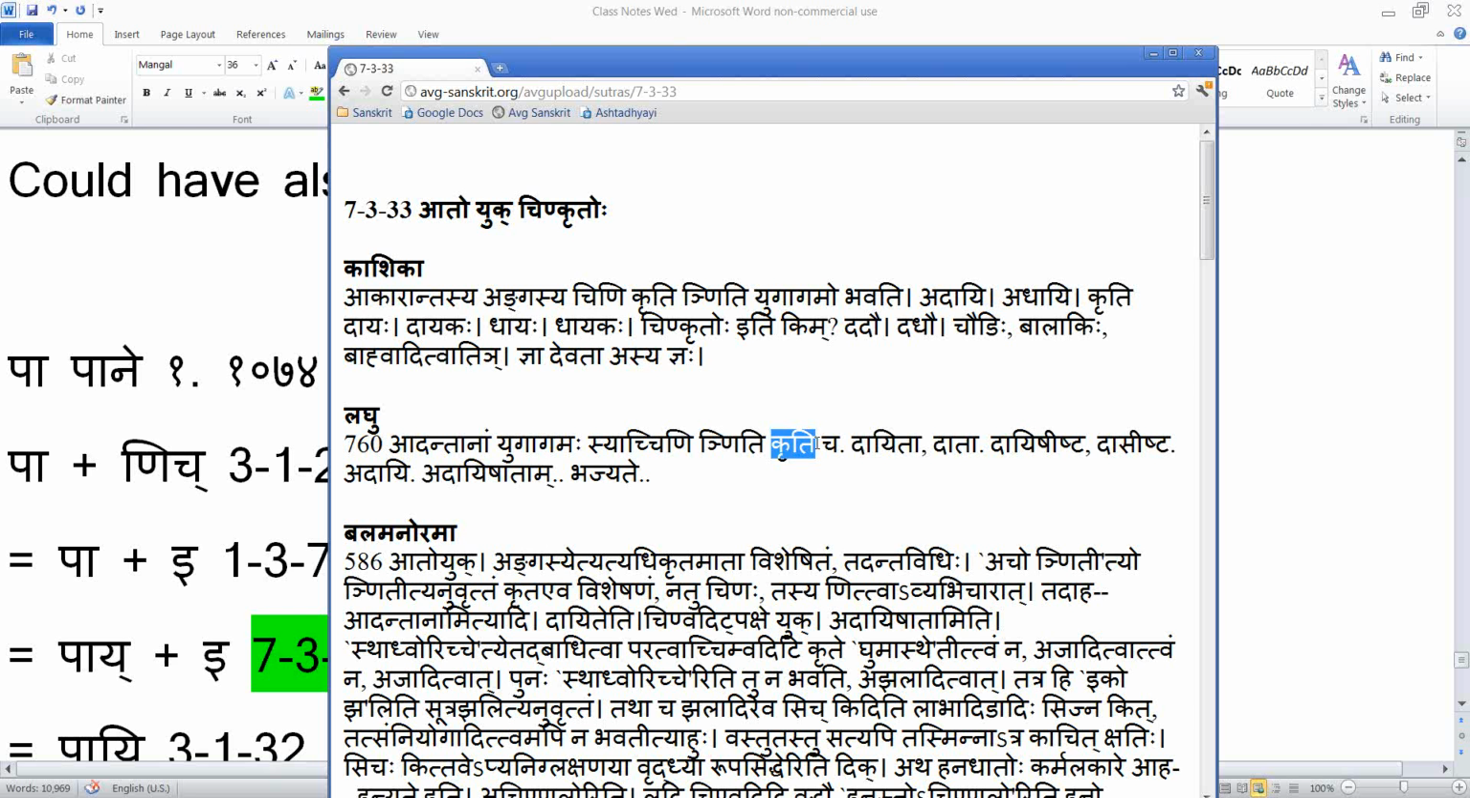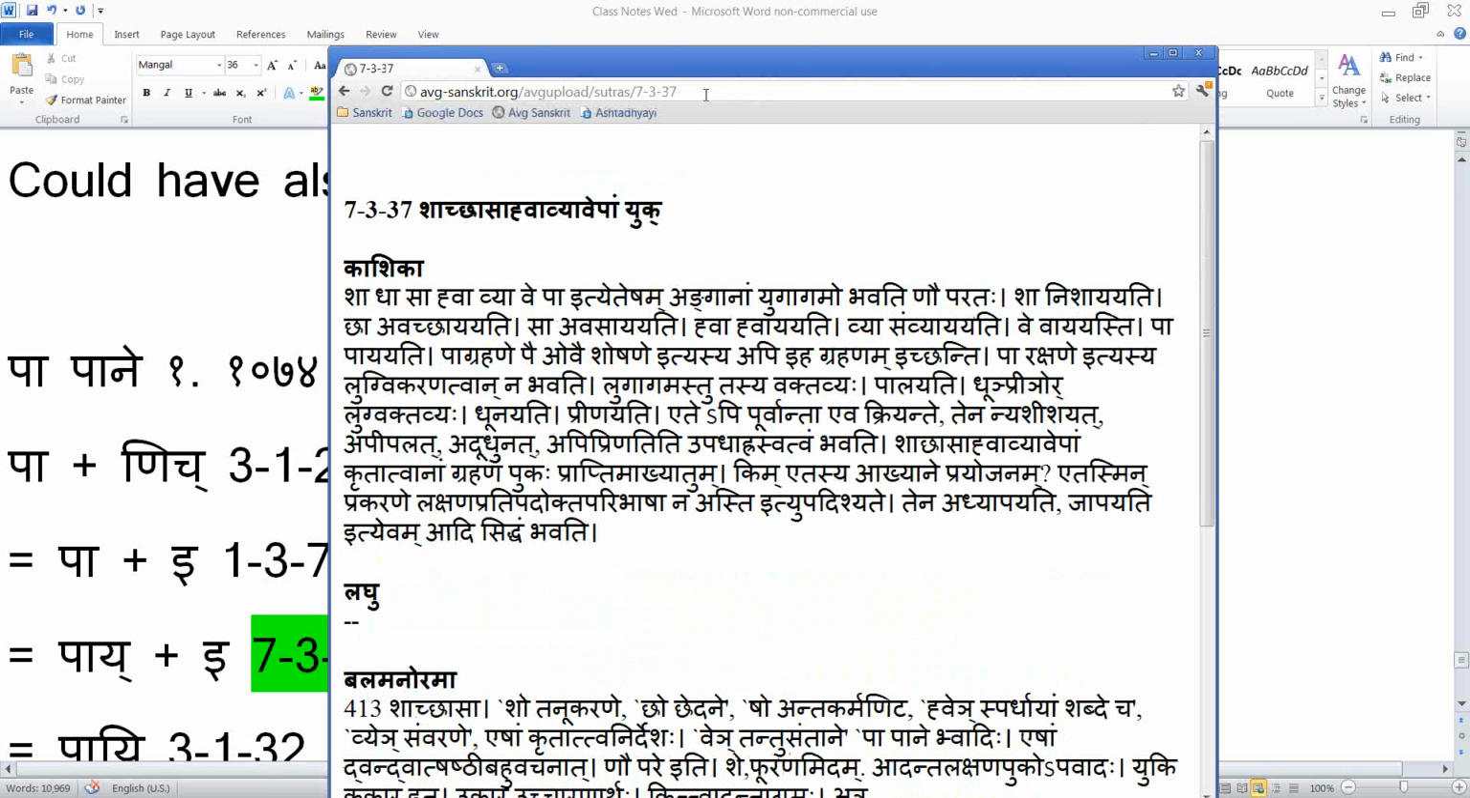So here the law says Kriti. We don't have that. But because the Nich is set by 3126, the thing starts from 3193. So we can use this one, which says Sha, Cha, Sa, Va, Vya, Ve, Pa, Iti etesham Anganam Yuk Agamoti, Now Parataha. Now we are all set, now we can show it to the judge. Because Now Parataha, we have Nich following, and Pa is in this list. So 7337 can be used to get the Yuk Agama.